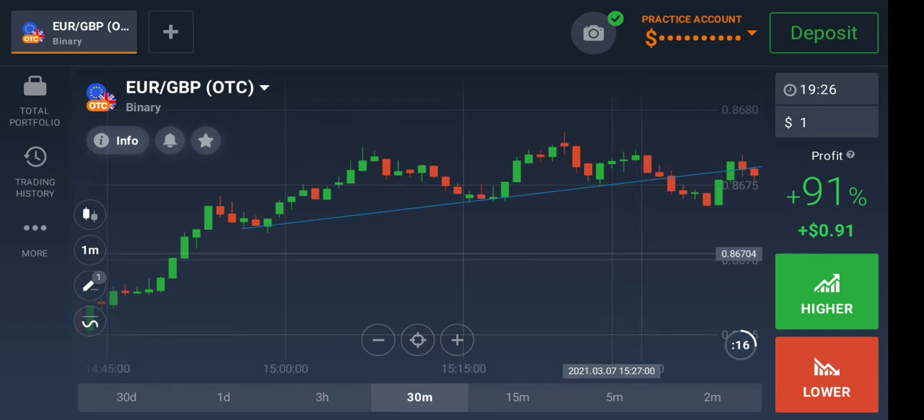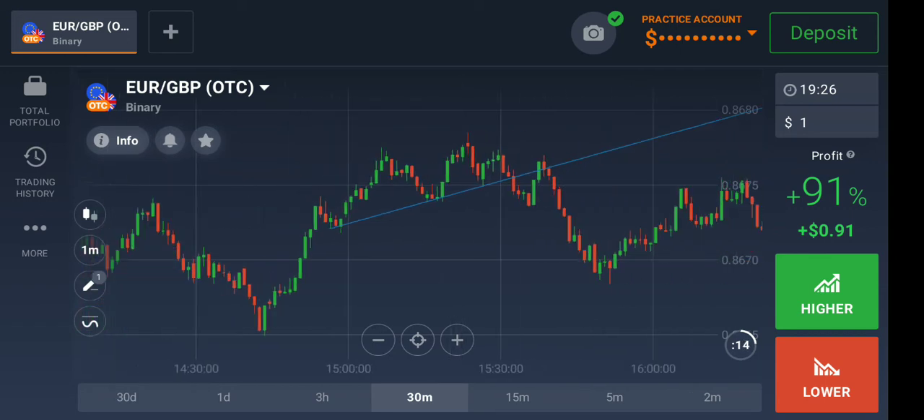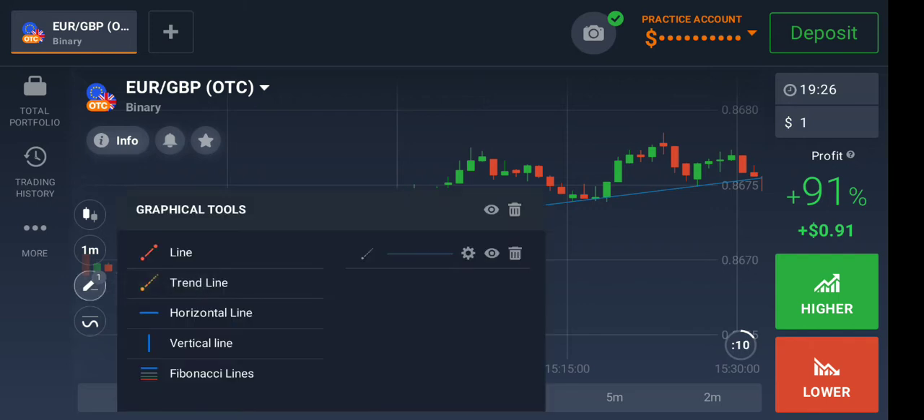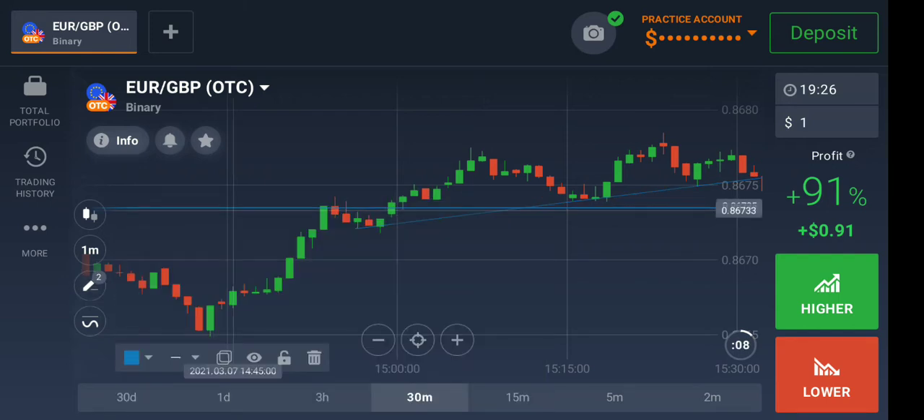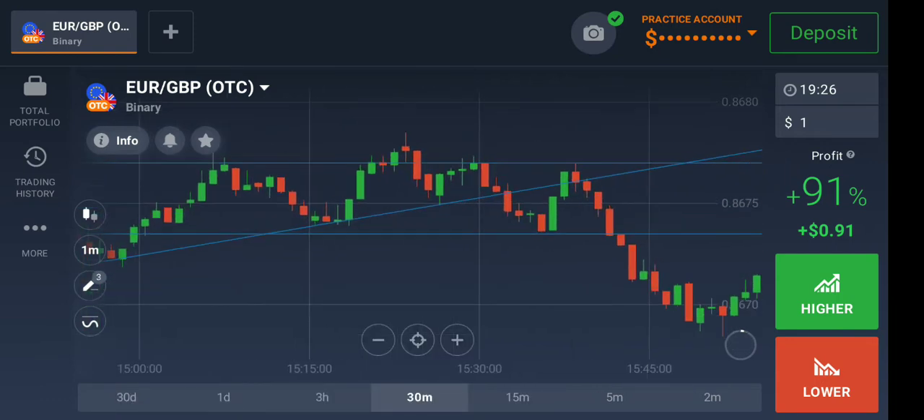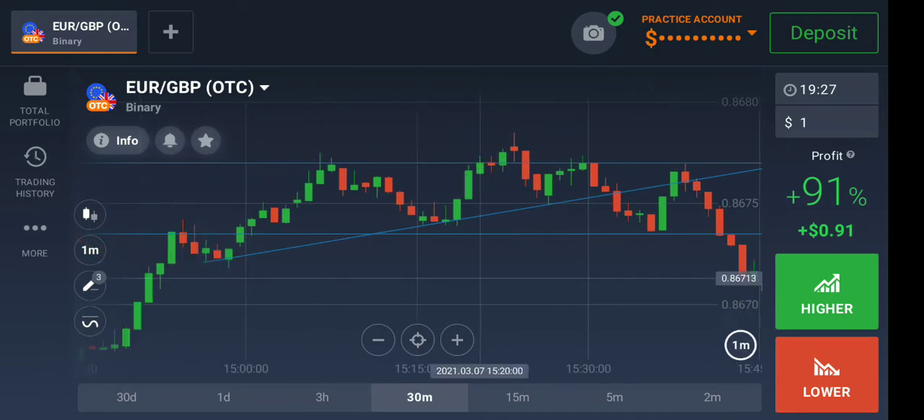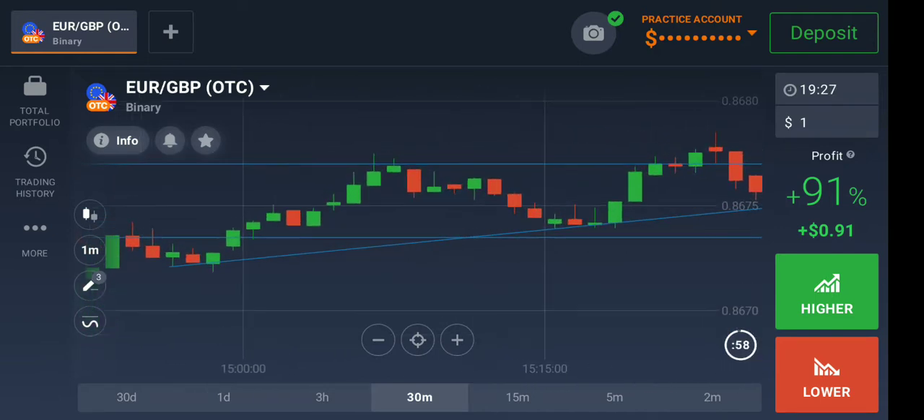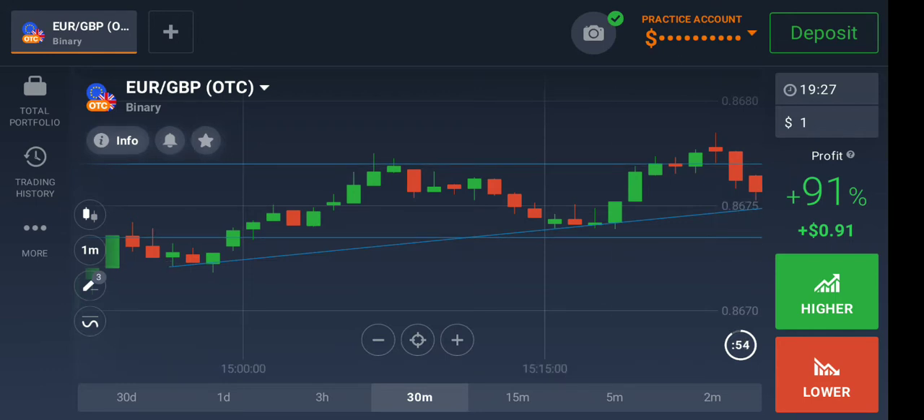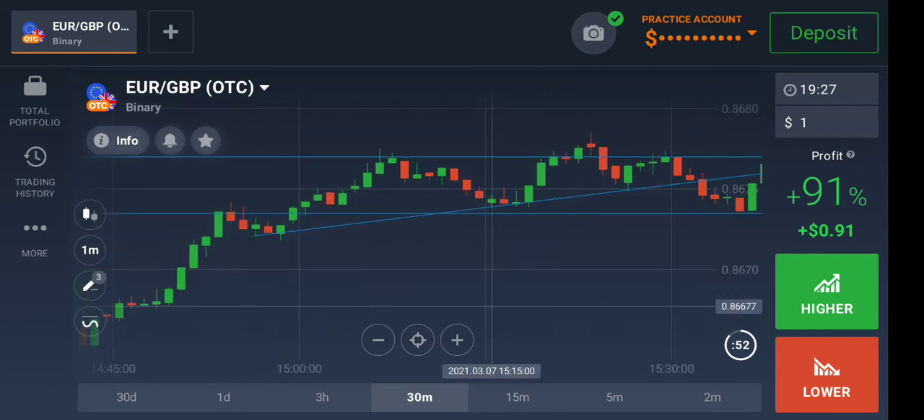So this is the level you can see, and this is the uptrend here. And if you observe, the market is creating higher highs and higher lows, right? But if you observe, the market is reversing from this trend line. We are seeing momentum from this trend line.